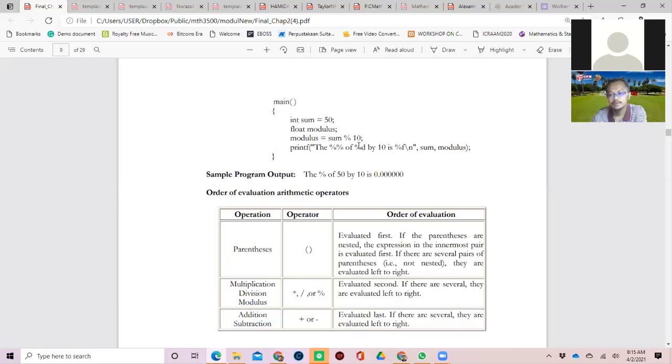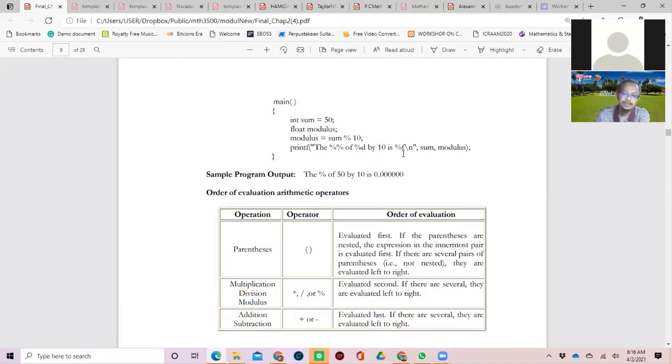Okay, so this one is percent D for the sum, and then another format is percent F for the modulus. So the format should tally with the declaration. If we declare integer sum, you use percent D. If modulus we declare as a float, then the format is percent F. Okay, so percent D, percent F here.